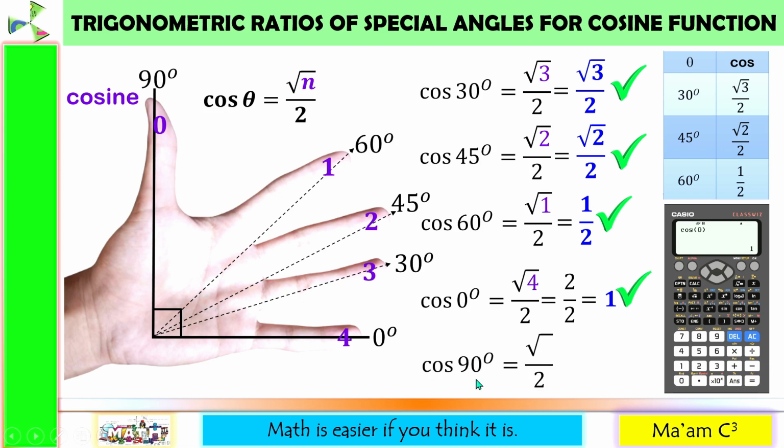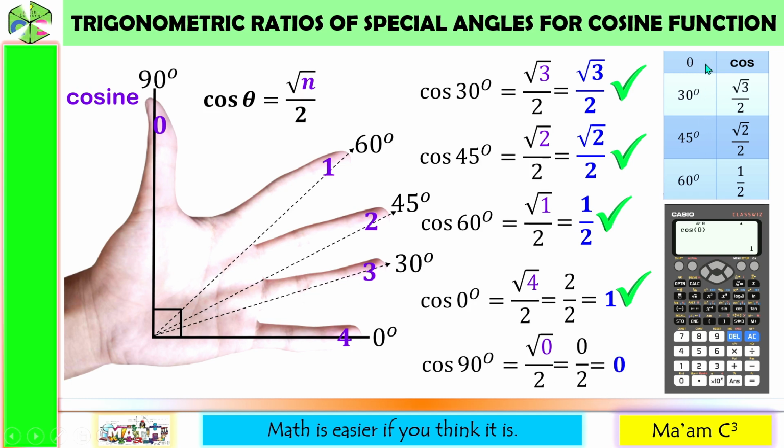And the number assigned to 90 degrees for cosine is 0. So we have square root of 0 over 2. And the square root of 0 is 0. So we have 0 over 2. And 0 divided by 2 is 0.